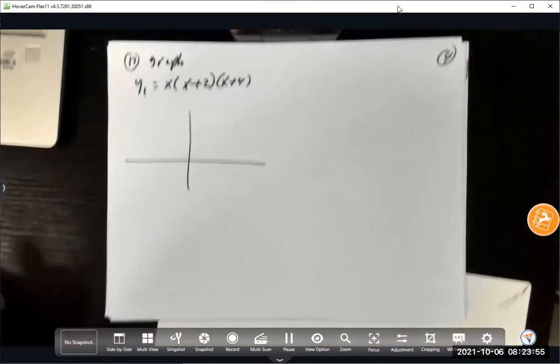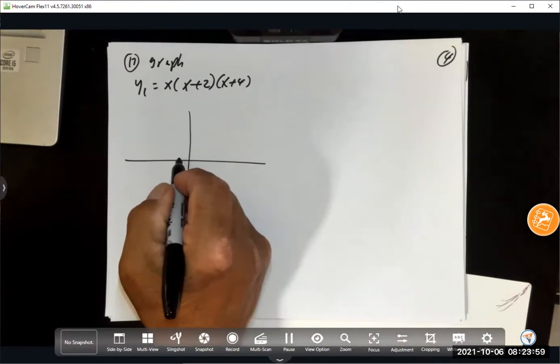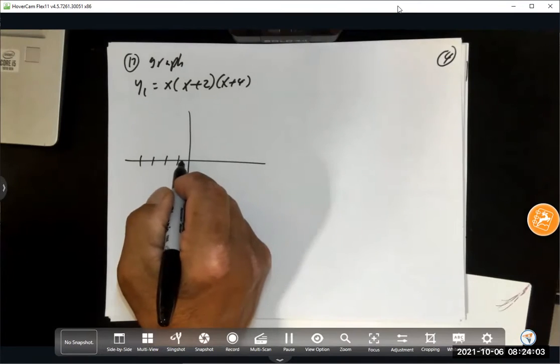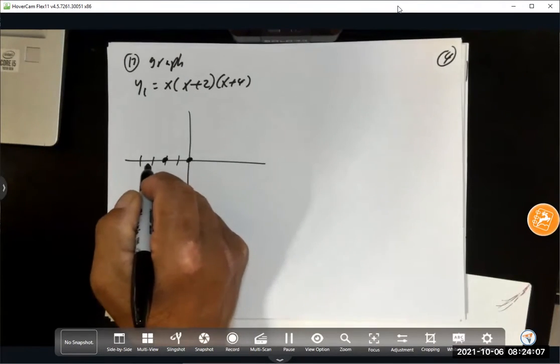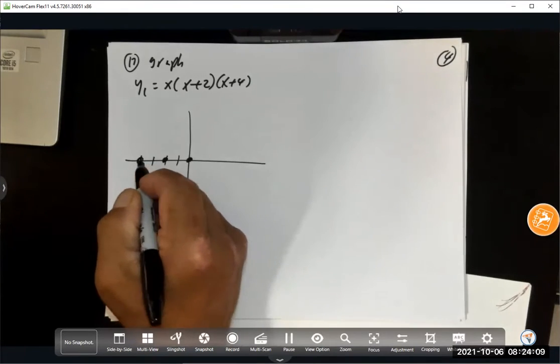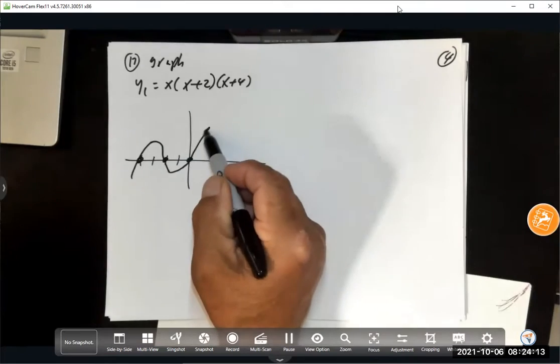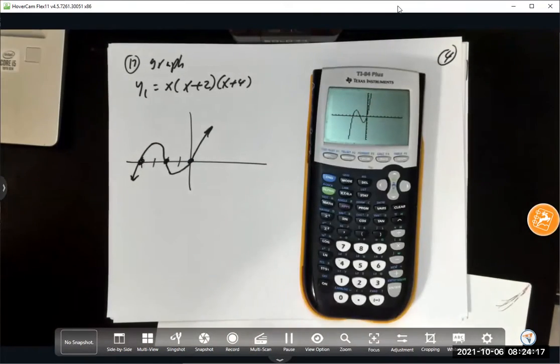Let me see what I got. I got two hits right there and one right there. So I got one that looks like this: it goes up, down, and up. That's what I got. Did y'all get a picture like that? Yes or no? Yes.